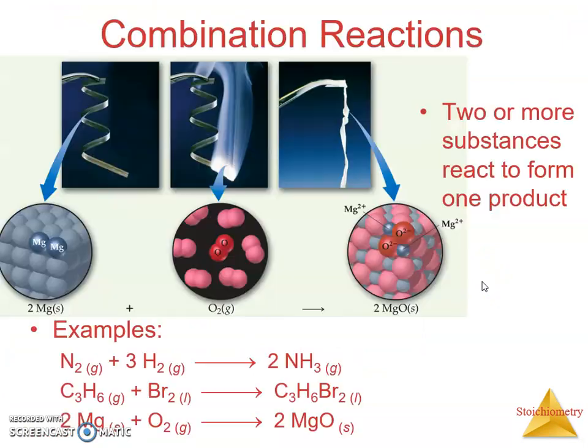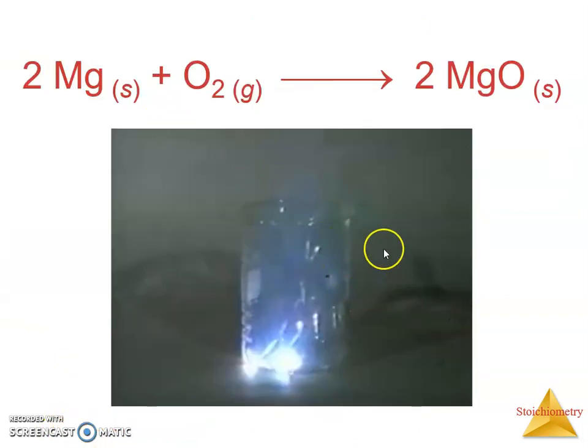Now types of reaction. Combination reactions. You can see this magnesium. This is oxygen. It gives magnesium oxide. Two or more substances react to form one product. Same way, nitrogen with 3 H2, propane and bromine. Magnesium reacts with oxygen forming magnesium oxide. So these are the reactions.